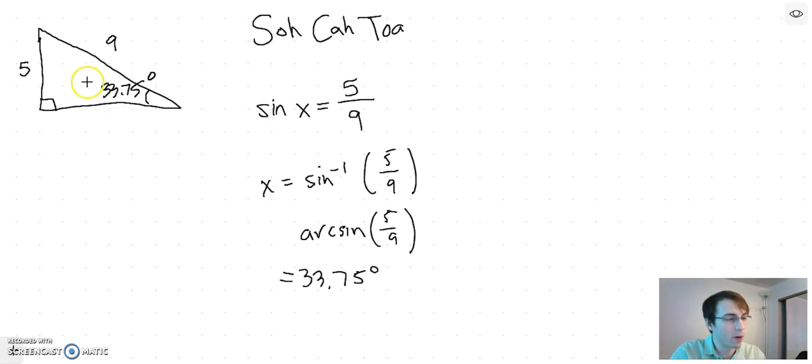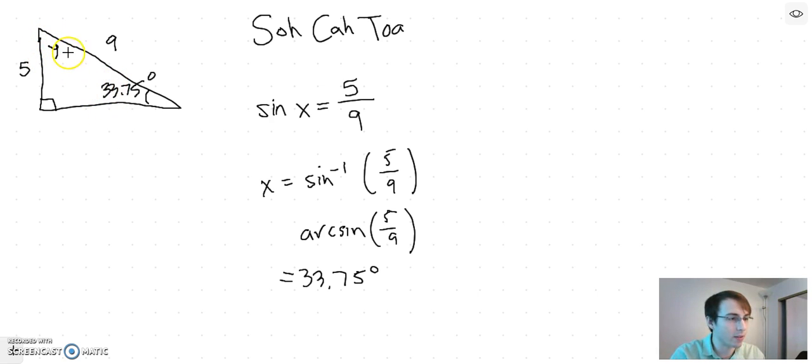So what if we wanted to find this angle now? Say this is Y, and we want to find this angle Y. Well, one way to do that would be to just say, oh, well, we know there's 180 degrees in a triangle, and then this is 90 degrees, this is 33.75, so just subtract those two from 180, and then we got Y. Let's do that, but let's wait till the end to do that. Let's use that as a check for our final answer. But let's get there using trig functions.